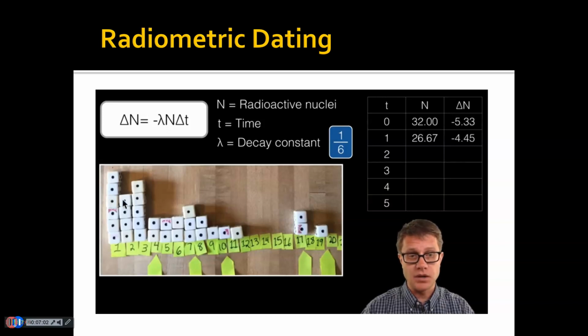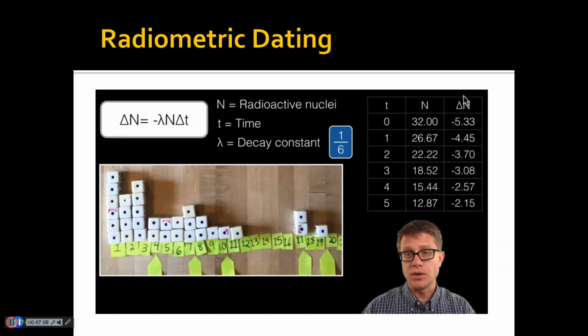Now, how does that match up? Oh, it's pretty close to this. So then we subtract that value like that, and we could just do this over and over again. So right here on the right is what we would predict to occur. And this is what actually occurred in this little simulation. And the number of dice are so small compared to the number of nuclei in a sample.